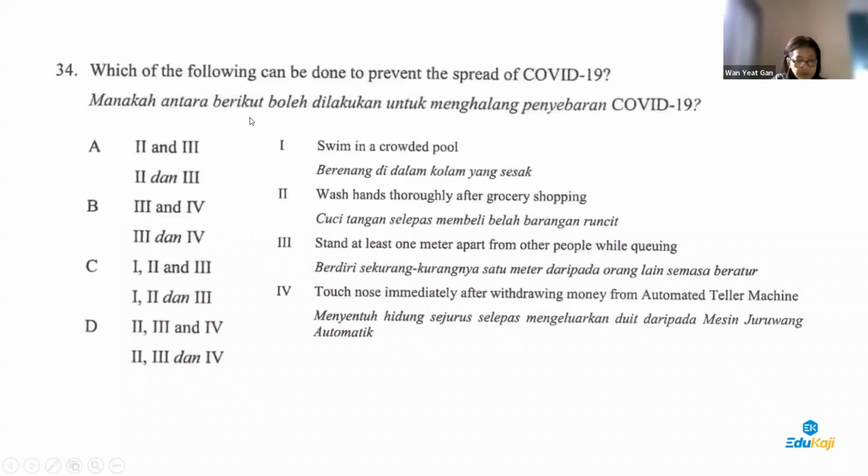Which of the following can be done to prevent the spread of COVID-19? So to prevent the spread of COVID-19 is, of course, to wash our hands thoroughly after grocery, and also to stand at least 1 meter apart from people while queuing. So the answer is A.